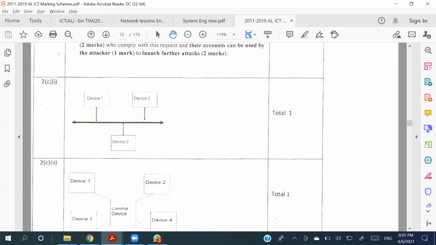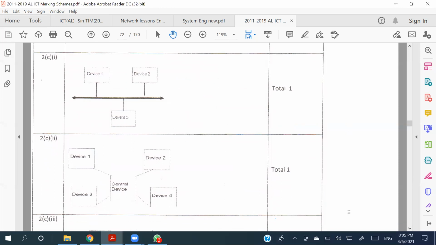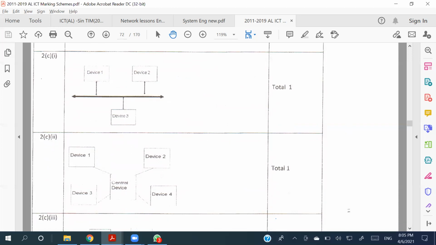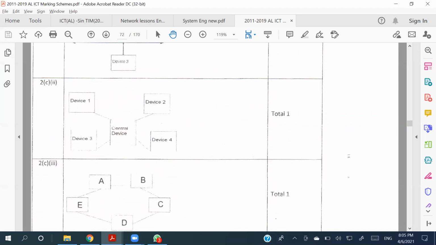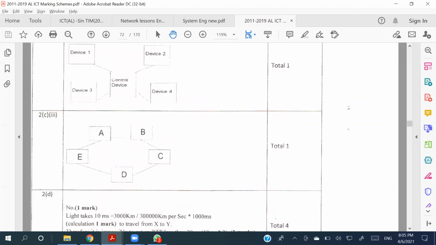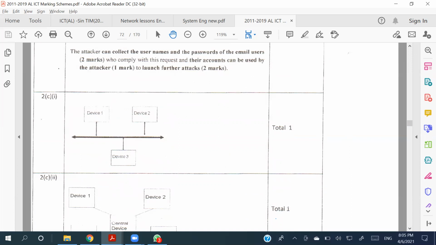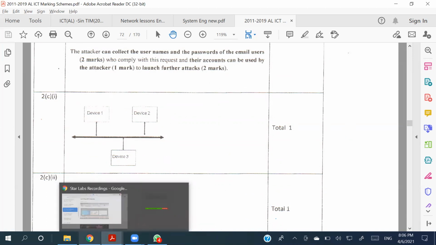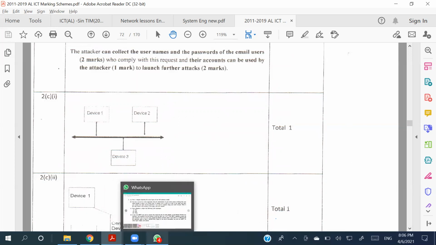Right. Then after the third part, they ask about the bus, star and the ring topology. So it's better you name the things, right? Can you make device names like we made the backbone, right? If you can go for those things.